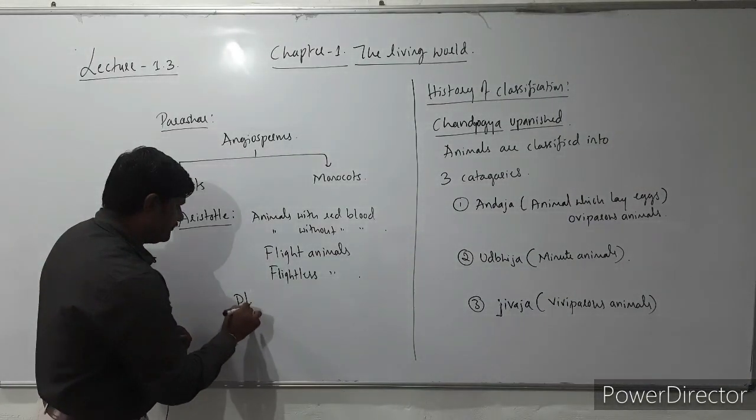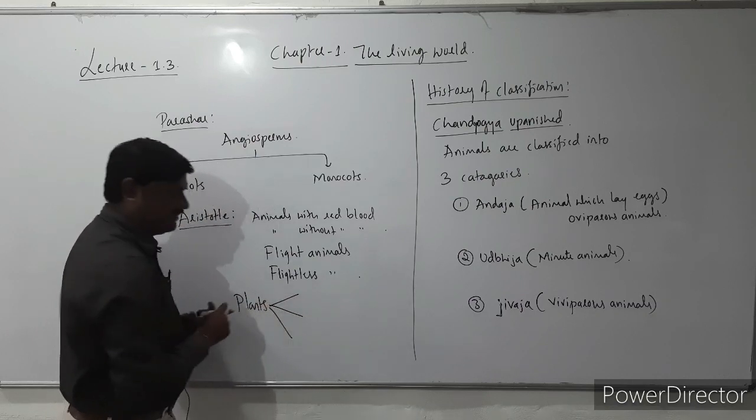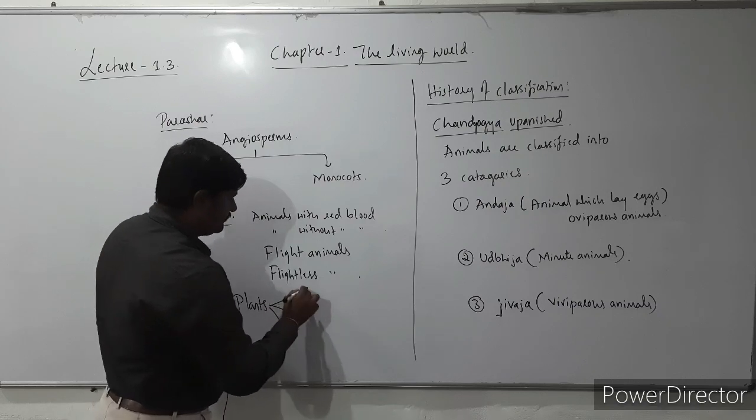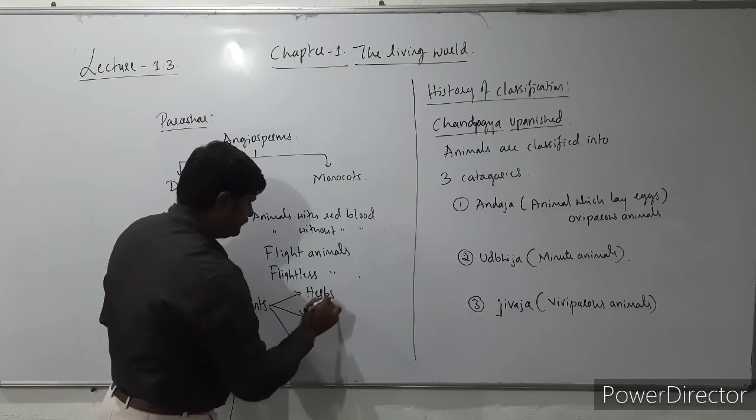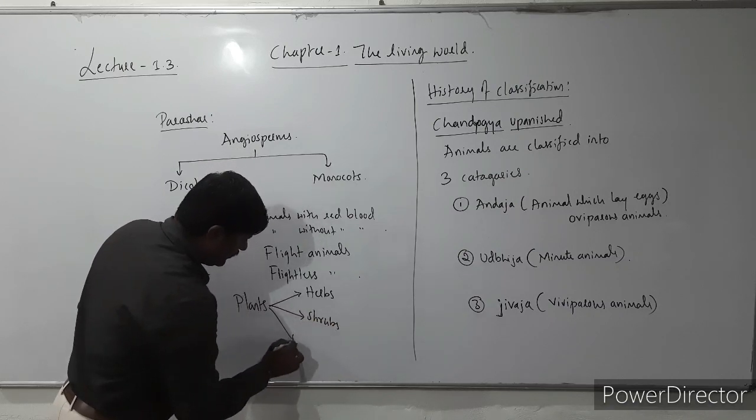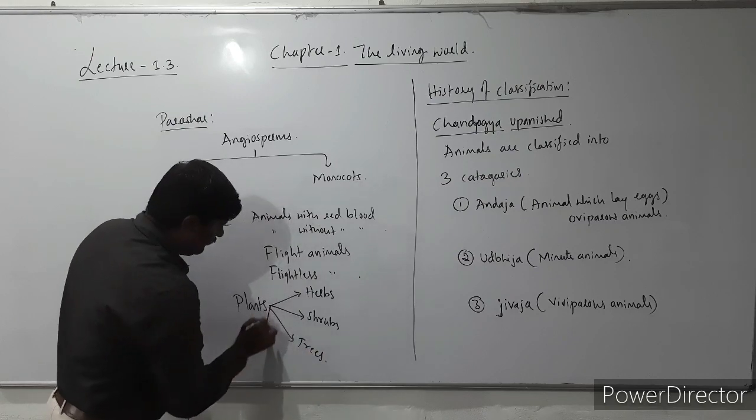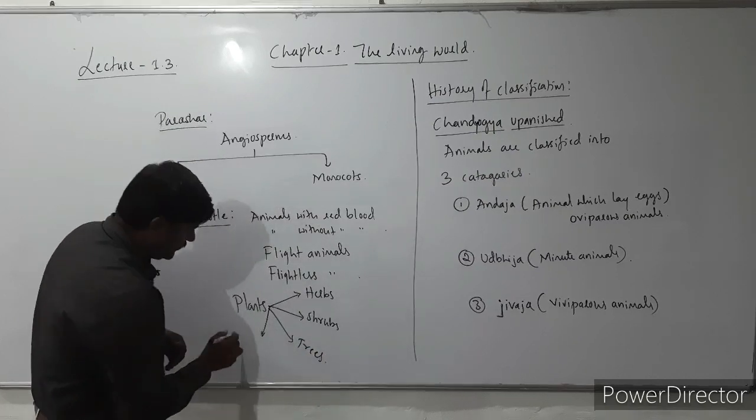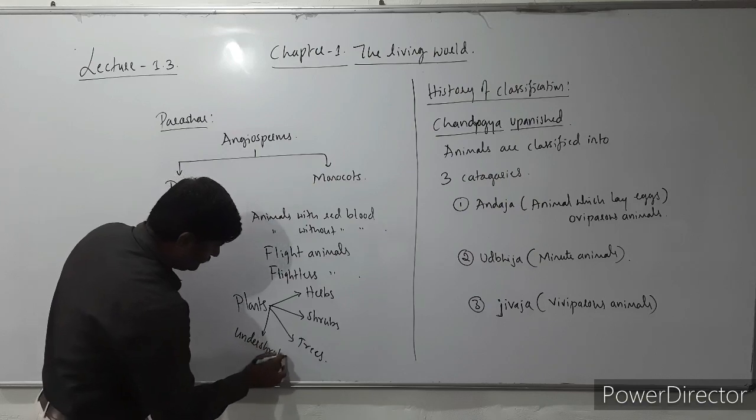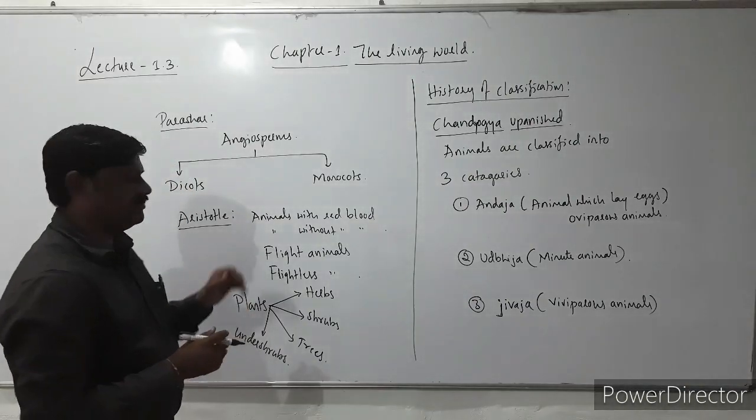And plants he classified into three categories. The first category is herbs, shrubs and trees. In the same way, one more category he has made under shrubs. So this way four categories have been made by Aristotle.